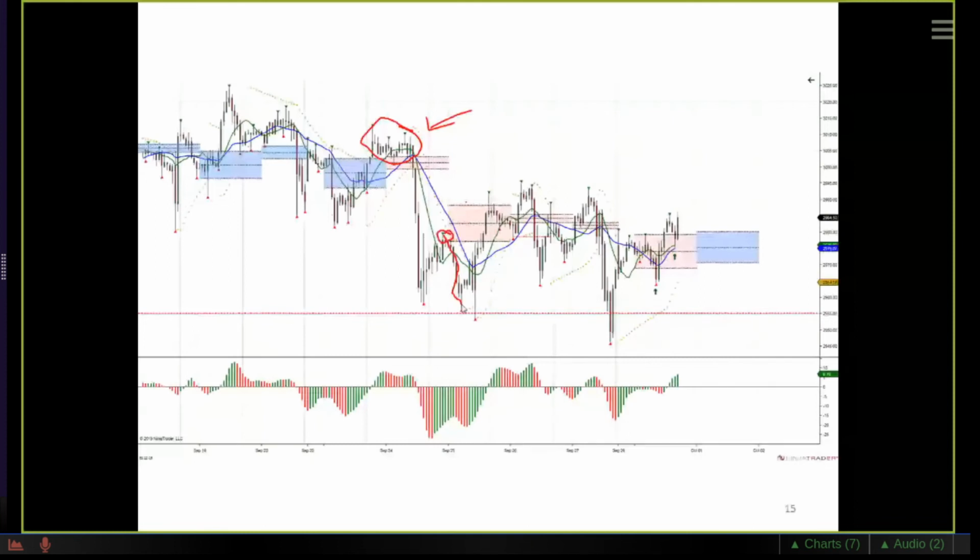Then it rallied back into the pivot, and we closed above. Again, we need 2 consecutive days to confirm a trend change.